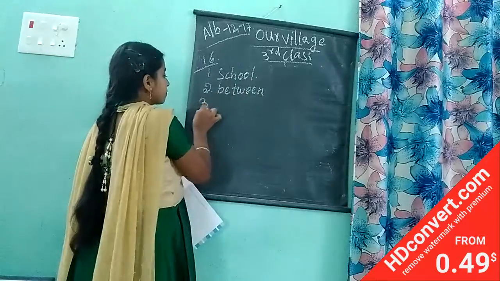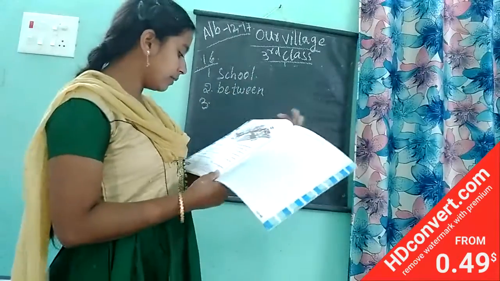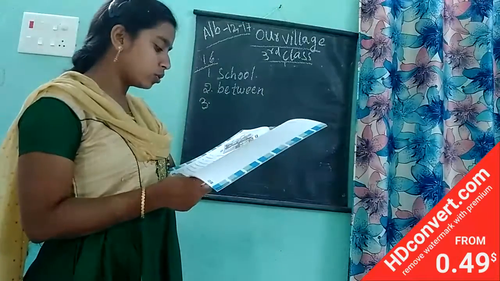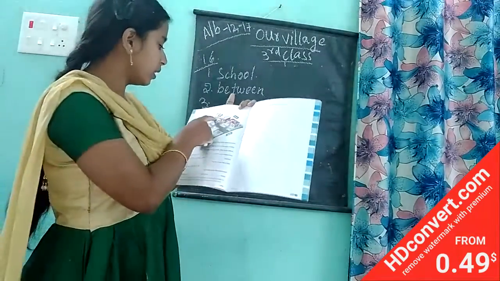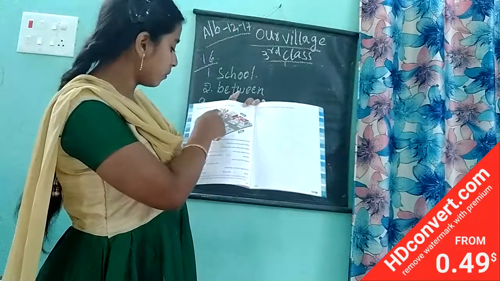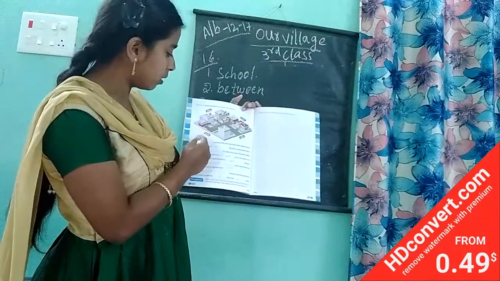B-E-T-W-E-E-N. Between. Okay. Next. Third one. The dash is located on the south of the police station. Police station. See, this is the police station. And for this police station, which side is the south? This is the south. Down side is the south.